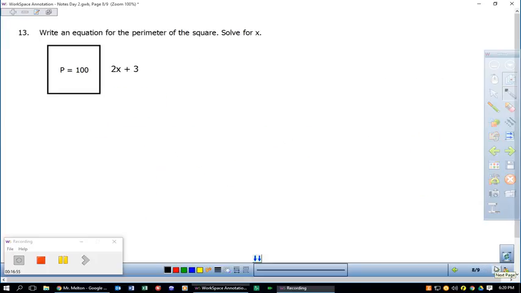All right, number 13, write an equation for the perimeter of the square and then solve for x. Okay, so first, how do we find perimeter? Well, it's adding up all the sides, right? So if we knew what all the sides were, well, it's a square. They're all the same. So we can say, okay, there's 2x plus 3, 2x plus 3, 2x plus 3. And you could do that. That's actually kind of like what we did yesterday. However, we know that all sides are the same, so 4 times 2x plus 3 will give us the same answer as adding up all the sides.